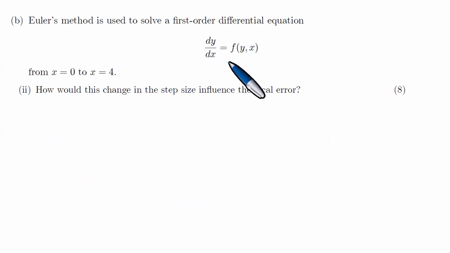Euler's method is used to solve a first order differential equation, this one, from x equals 0 to x equals 4. How would this change in the step size influence the local error? Euler's method, as said, is used to solve the first order differential equation. We shall discuss the method, and we just looked at the errors that pertain to Euler's method from 0 to 4. But we're asking the question for 8 marks: how would this change in the step size influence the local error? Because we have two step sizes, H1 and H2. And to answer that particular question, we proceed as follows.